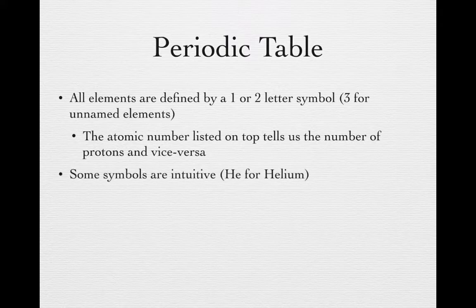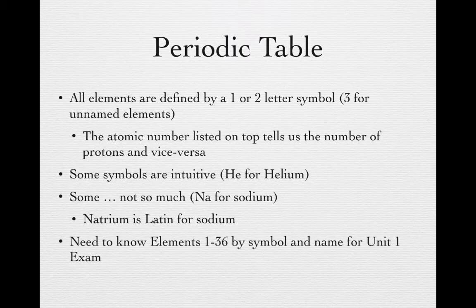Some symbols and names are fairly intuitive. For example, He for helium, H for hydrogen, C for carbon. However, we do have some that are a little more complex. For example, Na for sodium. Sodium doesn't even have an N or an A in its name. That goes back to some of the old Latin names that we had for these elements long, long ago. So sodium used to be called natrium. Iron was called ferrum, and so it has a symbol of Fe. So some of the elements and symbols are fairly intuitive, some not as much as you'd like.